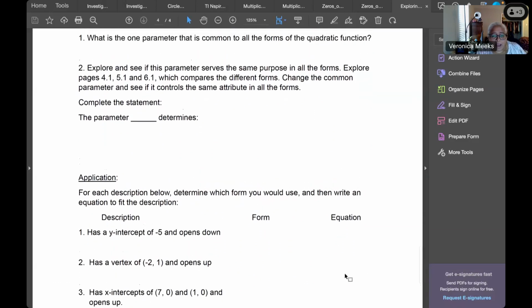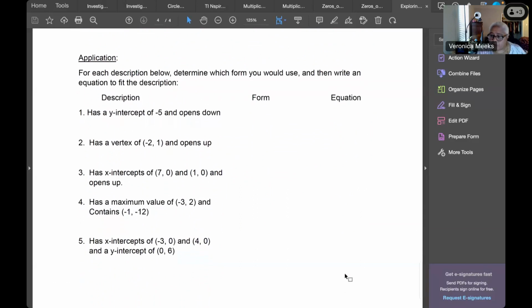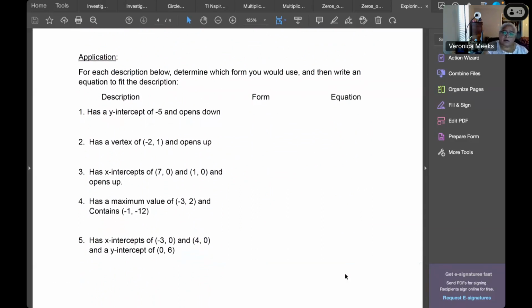And then I added some problems where they had some descriptions, and based on the descriptions, they had to decide which form is the most effective to use. And they have to make up an equation that matches that description. So that gets you into some common ways that we use quadratic functions, that we're asked to manipulate them and come up with the different functions.